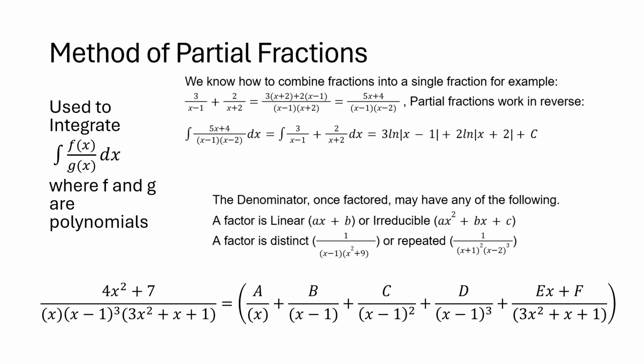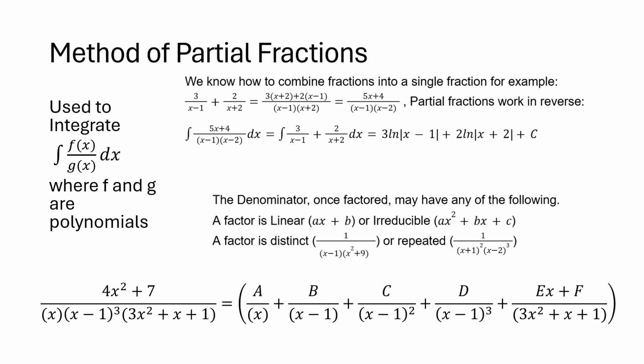Next is method of partial fractions, which is a technique used to integrate rational functions, like f of x over g of x, where f and g are polynomials, and the degree of f is less than the degree of g, and it is a proper fraction. We note how to combine fractions to a single fraction. For example, 3 over x minus 1 plus 2 over x plus 2 is equal to 5x plus 4 divided by x minus 1 times x plus 2. Partial fractions work in reverse.